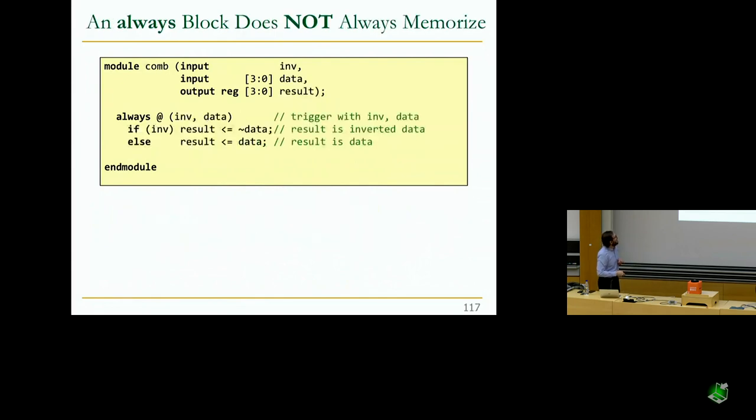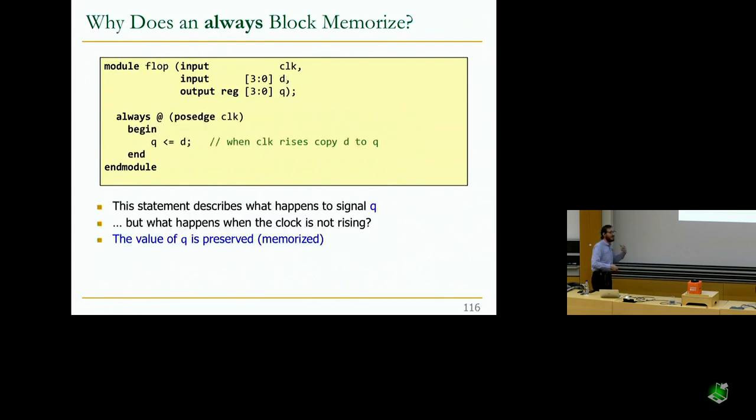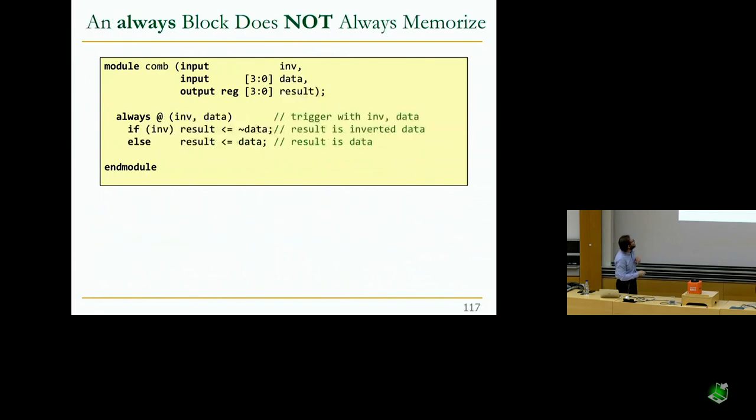But you should be careful because always blocks do not always memorize. That's the interesting part over here. And they could still be useful even if they do not memorize. In this case, it's nice because it memorizes, meaning you have state storage. The Q preserves its value other times than when this always block gets executed. Of course, you need to initialize it, dot, dot, dot, which is not shown over here, if you want to get a good value to sample.